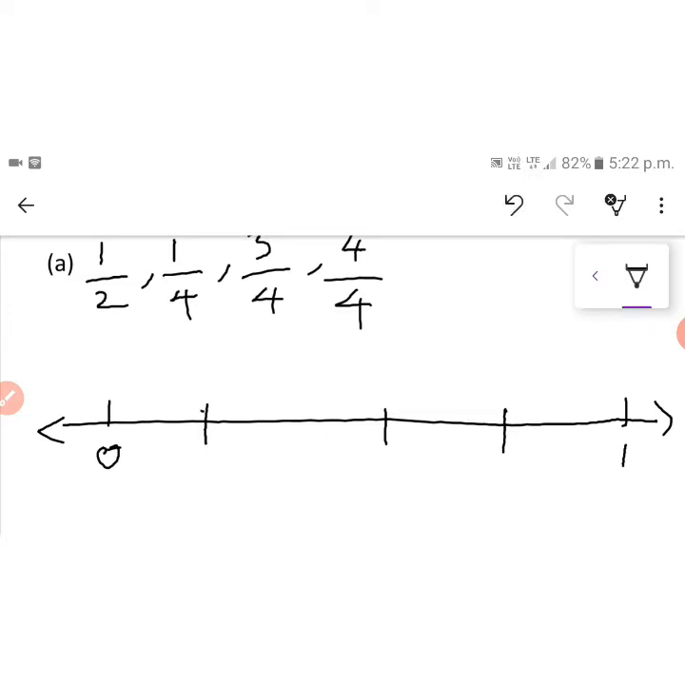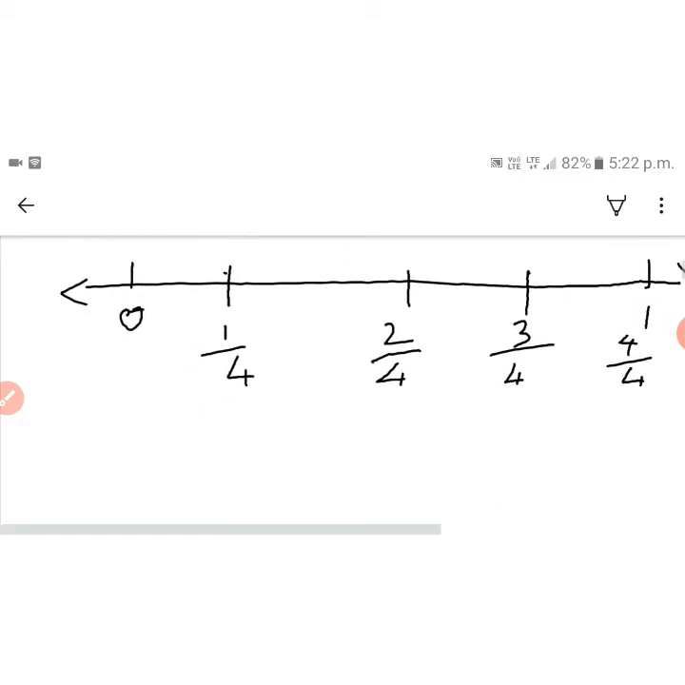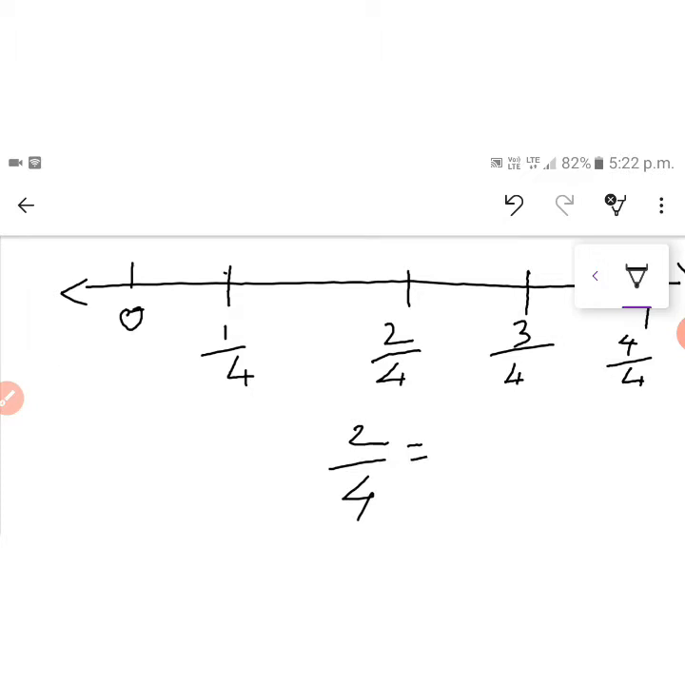This is 0 and this is 1 by 4. This is 2 by 4 and this is 3 by 4. 1 is nothing but 4 by 4. 4 divided by 4 is 1. 1 by 2 is nothing but 2 by 4. 2 by 4, if you reduce it, we get 1 by 2.